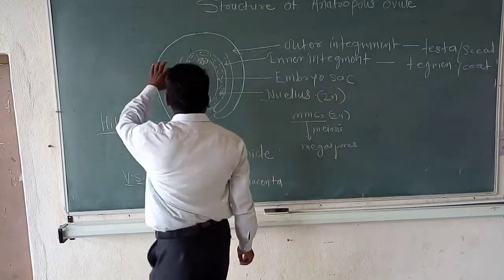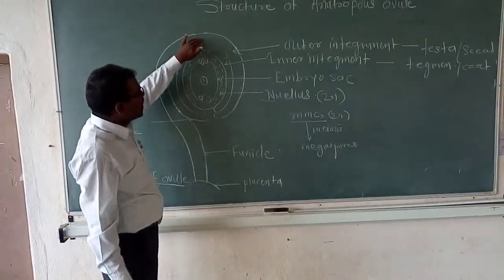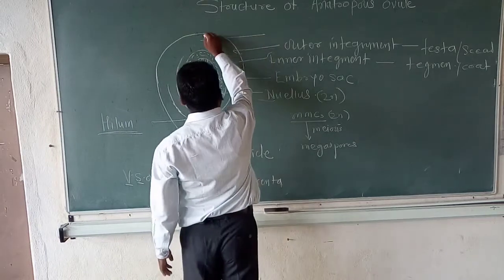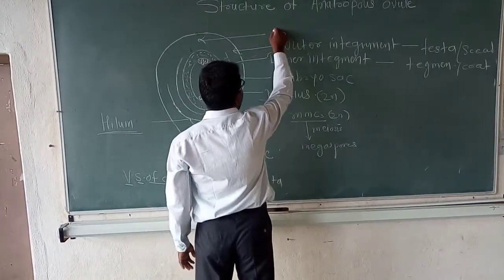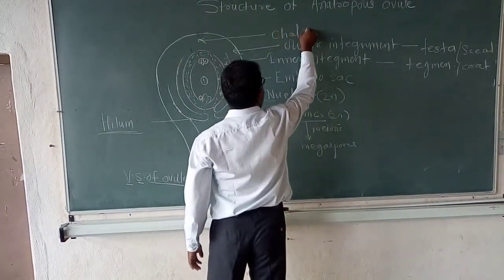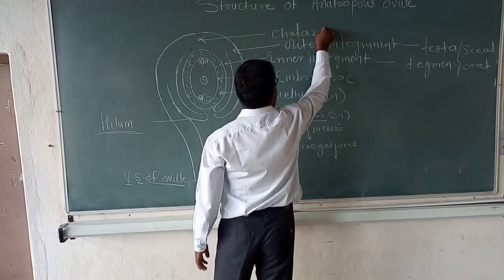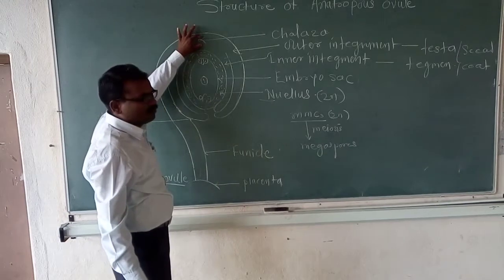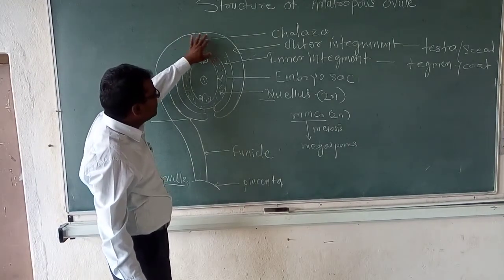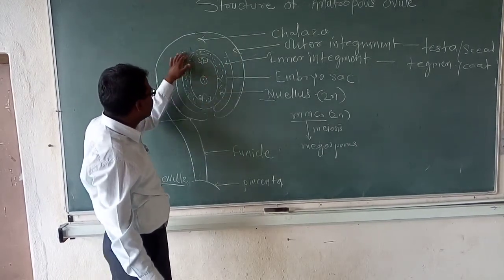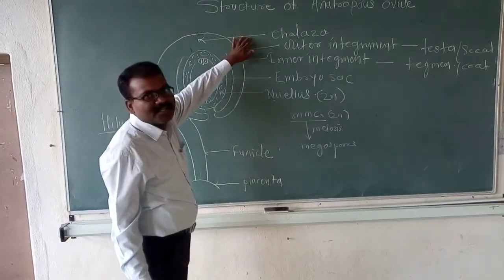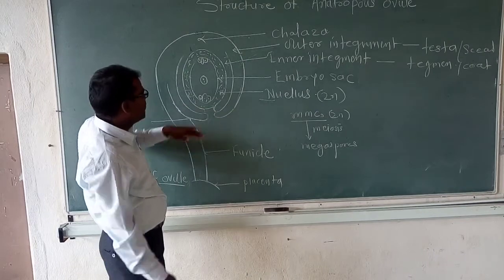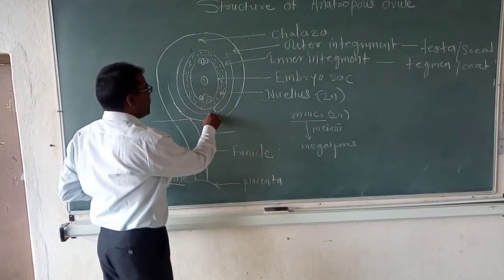Then next part, at the basal end, there is a chalaza. This basal region is called chalaza. Chalaza is the basal region of the ovule from which integuments arise. And then opposite end of the chalaza is called micropyle.